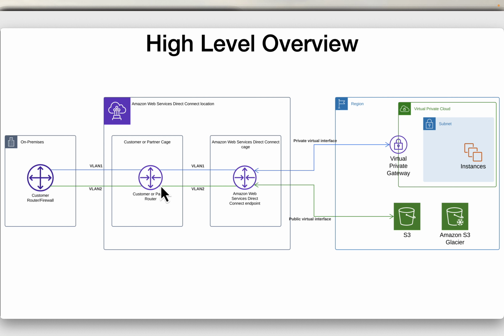So all the connection is happening privately and securely, and it's much higher performance because we are physically connecting all our components, using a physical connection. So this is how Direct Connect looks. It's a physical connection, and it's faster and much more secure, but it comes with a high price.